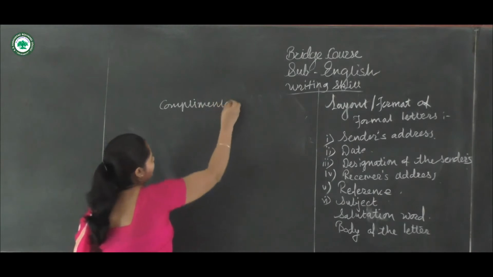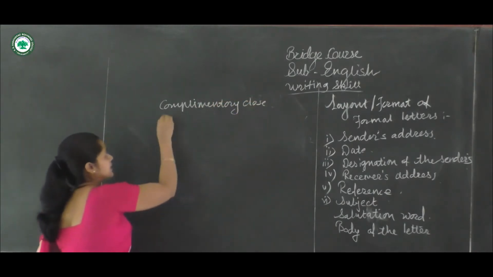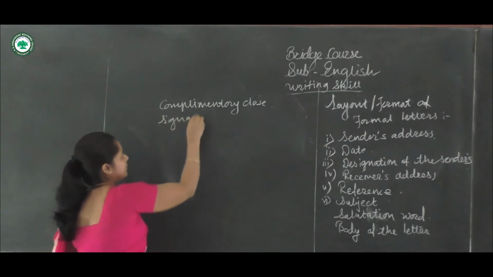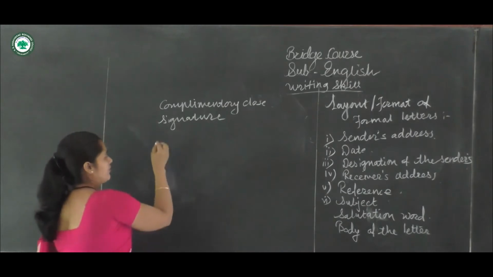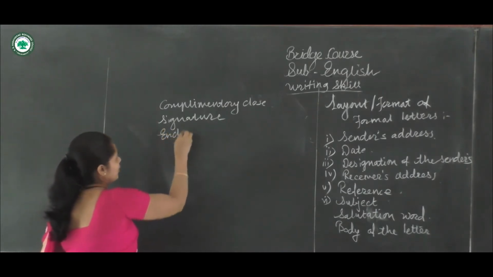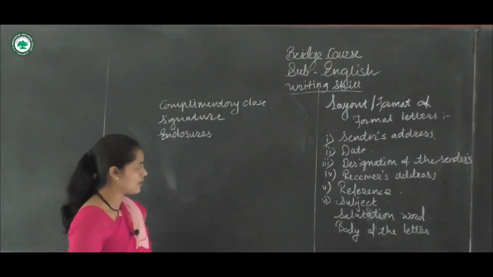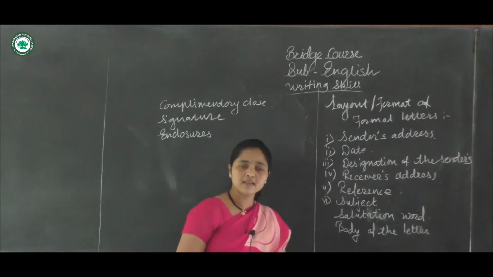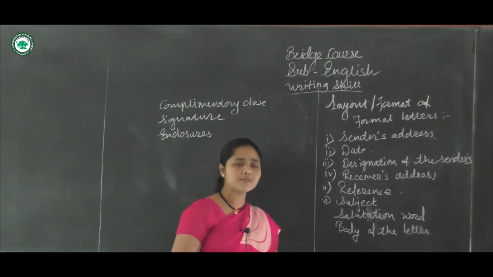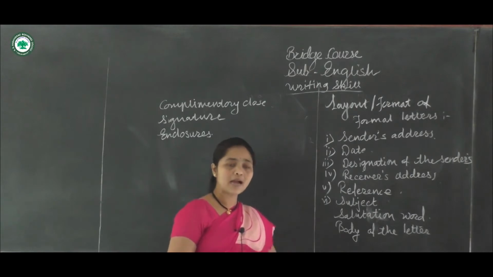Complementary clause. Then next to it, signature. And last one, if needed, it's enclosures. Okay, one by one we see here. First one is sender's address. Sender's address means the one who writes the letter. That person's address you have to write at the left side.